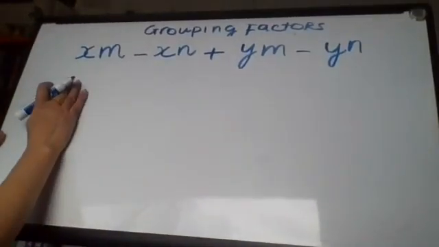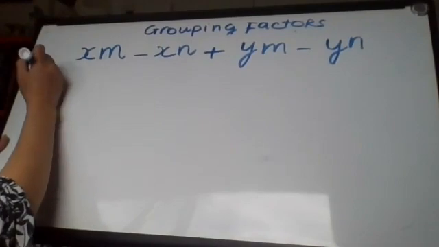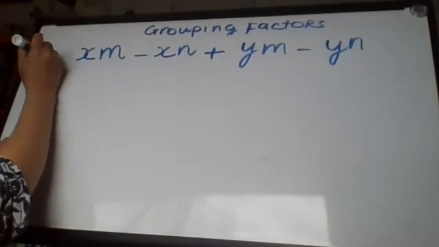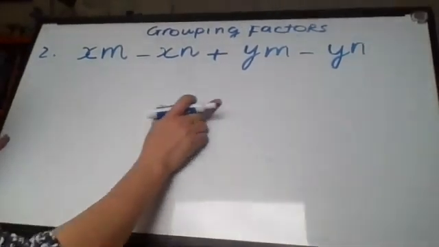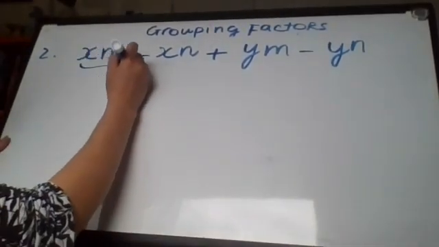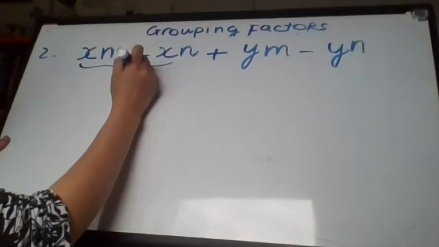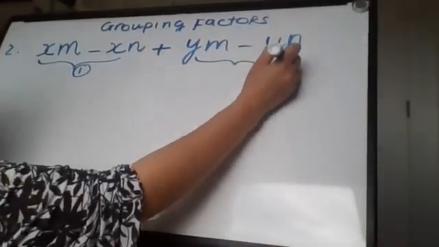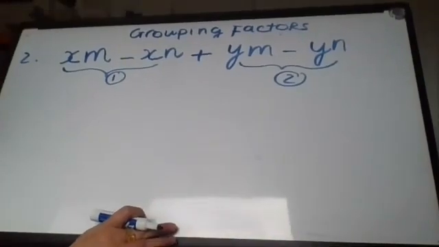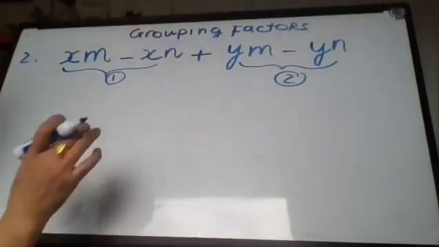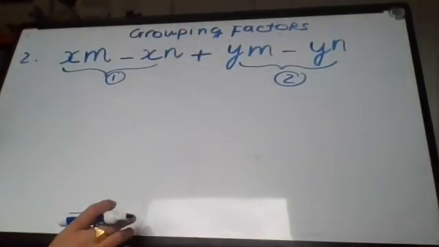Okay, so I'm going again. The first step, you see example 2, I have 4 terms. I'm going to divide them into group 1 and group 2. I'm going to divide them into 2 groups. And that's why I call it grouping, right? Group them into 2 groups.